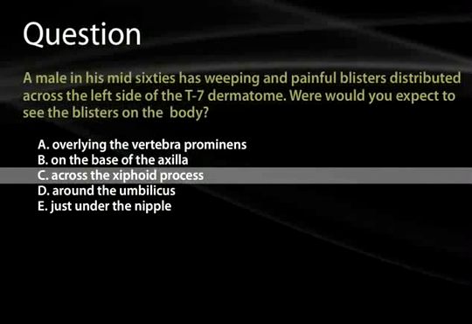If you were thinking of some of the other ones, the vertebra prominens is going to be up near the T1 and sometimes the C7 vertebrae. Then you have the base of the axilla, which would be around the T1 dermatome, sometimes a little bit of T2. And then the umbilicus as the T10 dermatome, and then the nipple as the T4 dermatome.